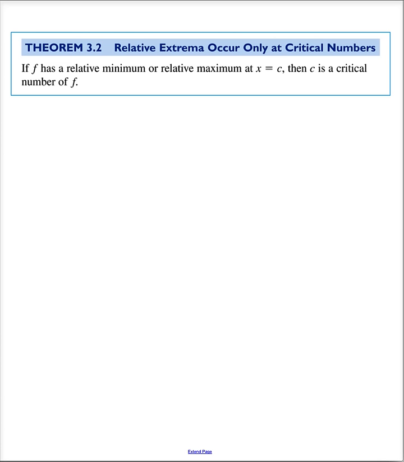Now the relative extrema, it turns out, can occur only at critical numbers. So if f has a relative max or relative min at x equals c, then c is a critical number. Now remember, what does this mean? 1, the first derivative equals 0, or 2, f prime does not exist.